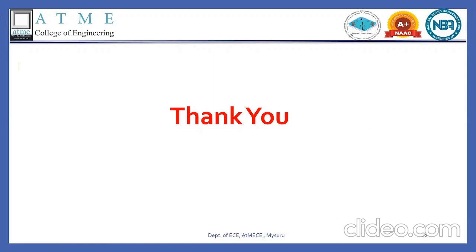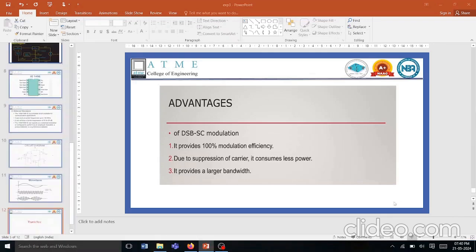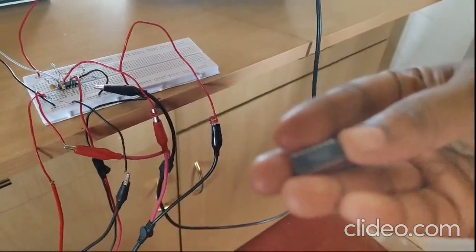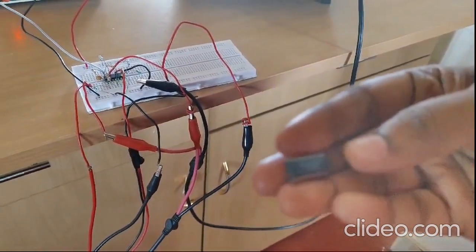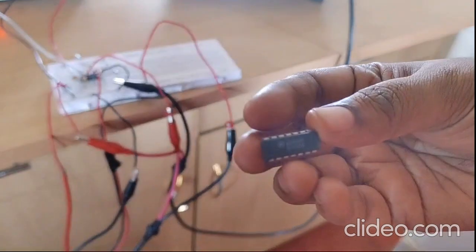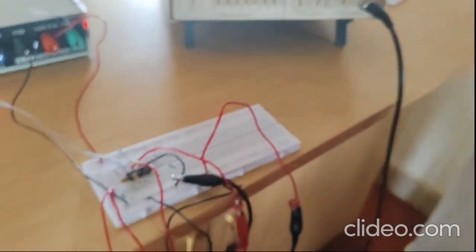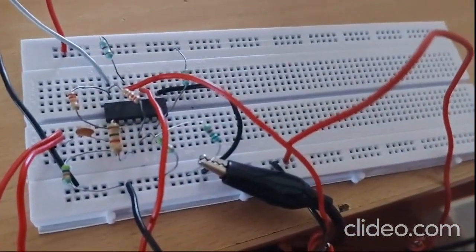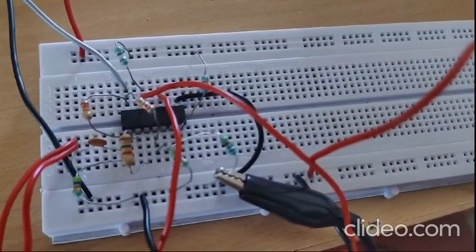Thank you. Now we are going to practically see in the lab how these signals are generated. Now we are going to see how this balance modulator works. The main component for this particular circuit is this IC1496. This is called the balance modulator IC, and there are different components used. This is how it is connected, and we have various components which have been explained in the circuit diagram.